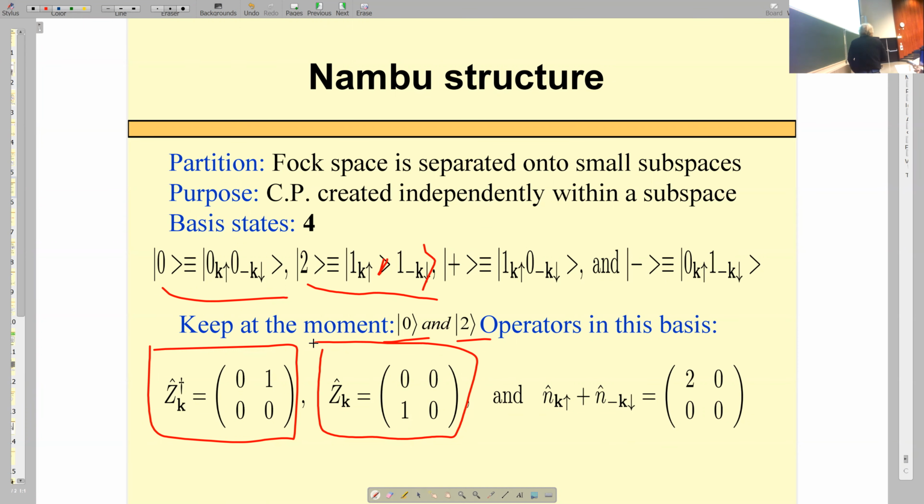Now I also need the sum of occupation numbers. Okay, and this basis is diagonal matrix, right? So either 0 or 2. So here it is, the matrices in this basis. And now I'm ready to deal with my wave function, trial wave function, computing energy separately in each block.